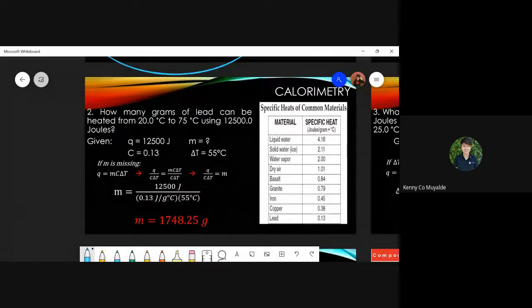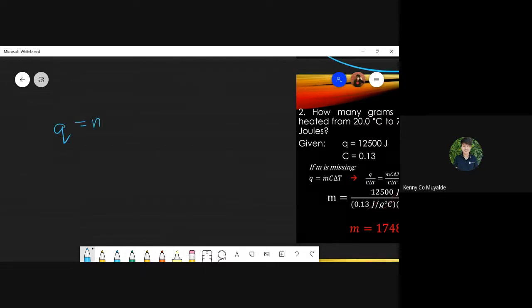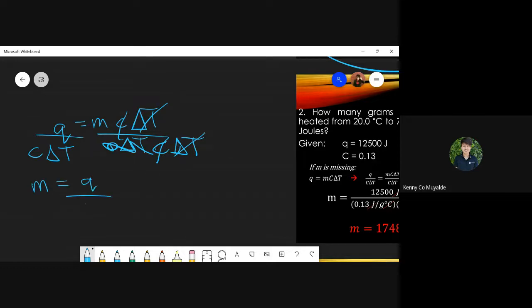On the second example naman, how many grams of lead can be heated from 20 degrees Celsius to 75 degrees Celsius using 12,500 joules of heat? So dito naman, ang nawawala natin ay yung ating mass ng lead. So using our formula, Q is equal to mc delta T, nawawala ang mass. So divide both sides doon sa kasama ng nawawala, which is C delta T. Okay, so C delta T. So therefore, cancel C, cancel delta T. So mass now will be equal to Q over C delta T.